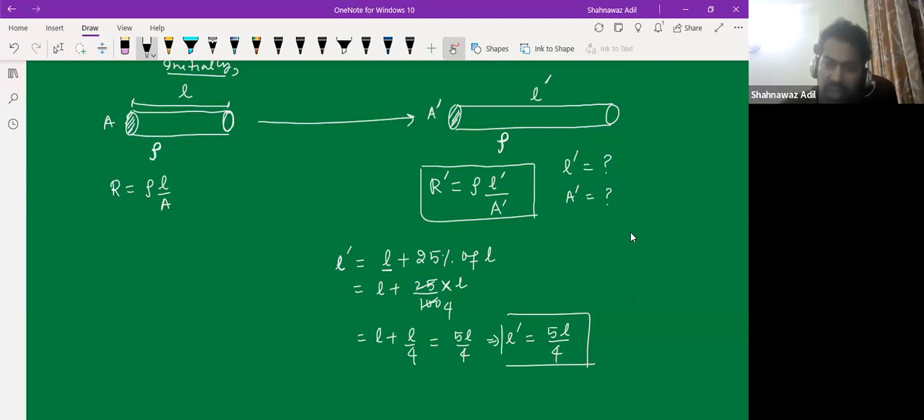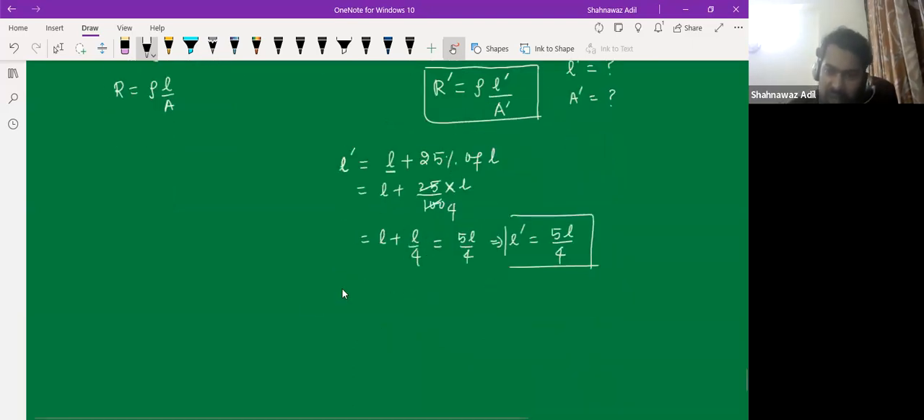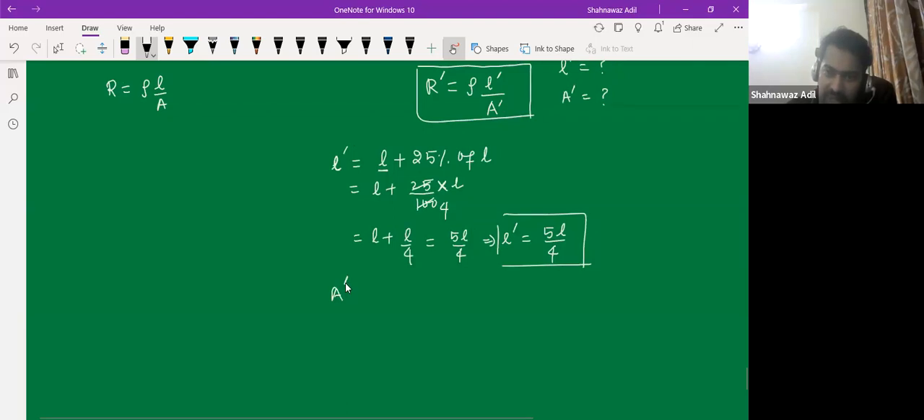Now, what about the area? The area has been decreased. So what should we do, plus or minus? It is decreased. So for the new area, what should we do? Should we subtract or add? The area is decreased by 25%. So what should we do, add or subtract?